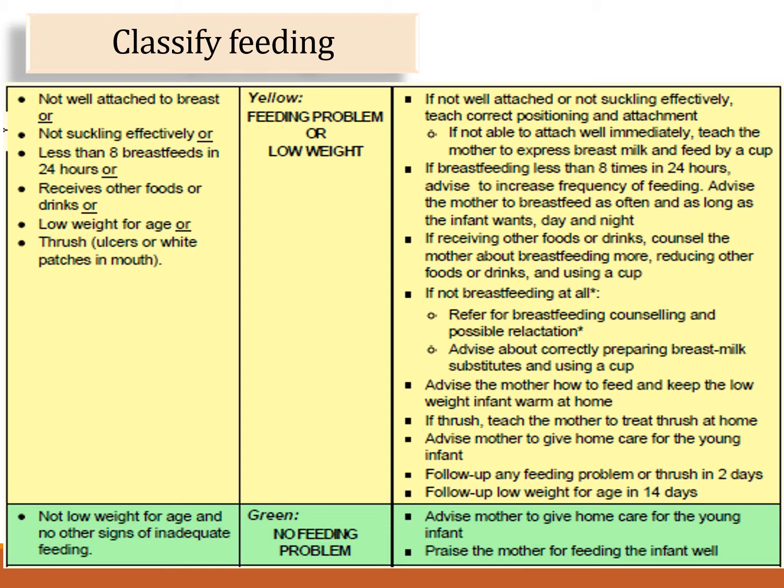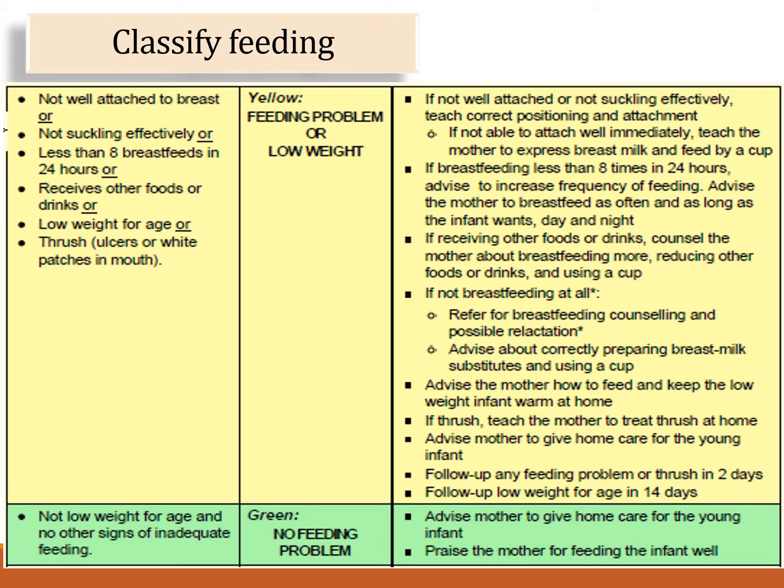What do we do? If not well attached or not suckling effectively, then teach the correct position and attachment. If not able to attach well immediately, then teach the mother to express breast milk and feed by a cup. If breastfeeding less than 8 times in 24 hours, advise the mother to increase the frequency of feeding. Advise the mother to breastfeed as often and as long as the infant wants, day and night.